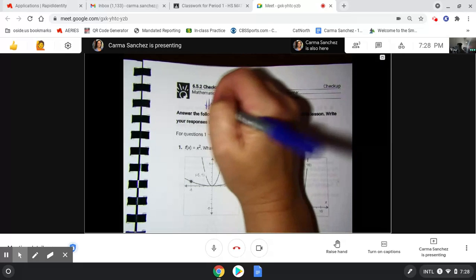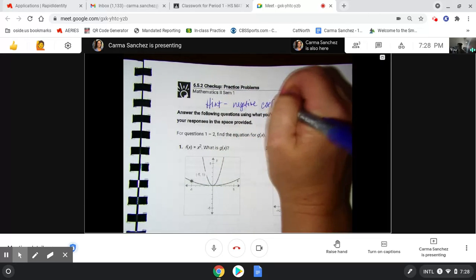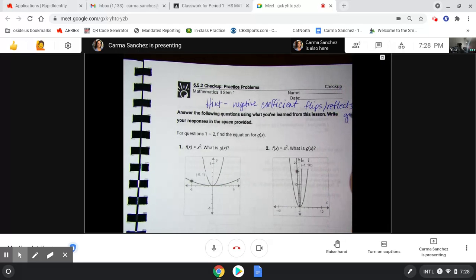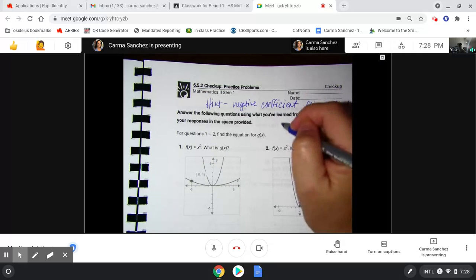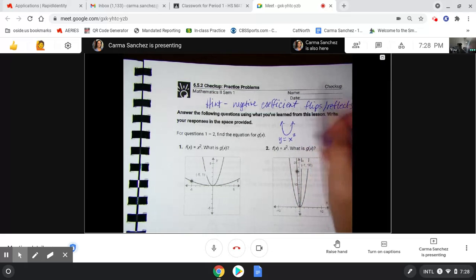So a quick hint is a negative coefficient flips or reflects our graph. So what do I mean by that? I mean, if we had an original graph of y equals x squared, there's my parent graph. If I then made a negative x squared, a negative coefficient, it's the same exact graph reflected over the x-axis. A negative coefficient reflects the graph over the x-axis.